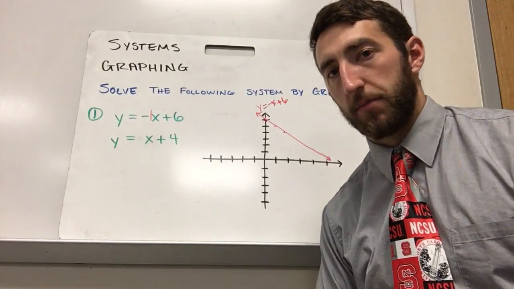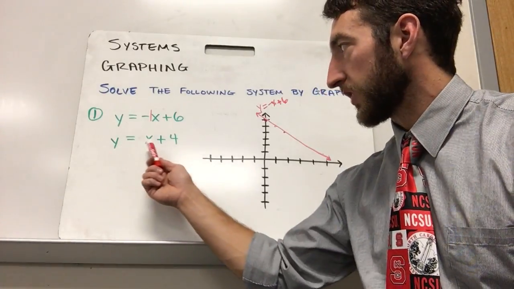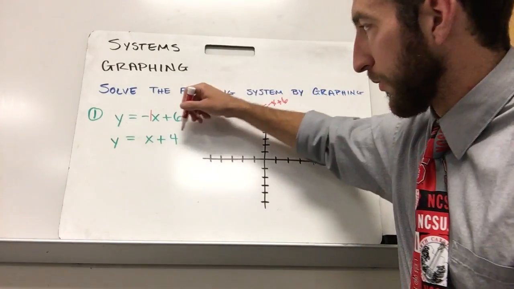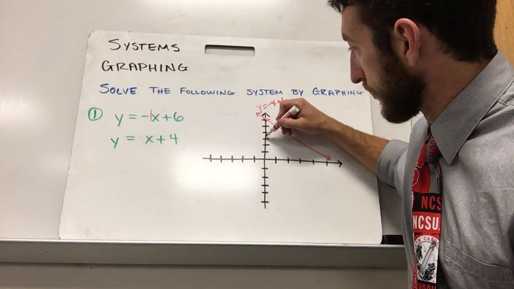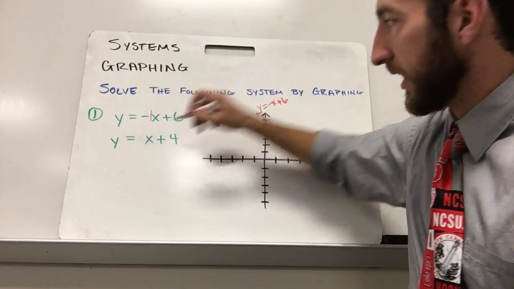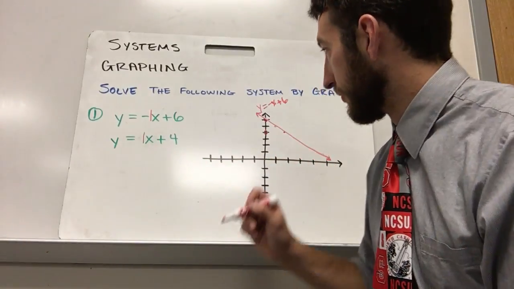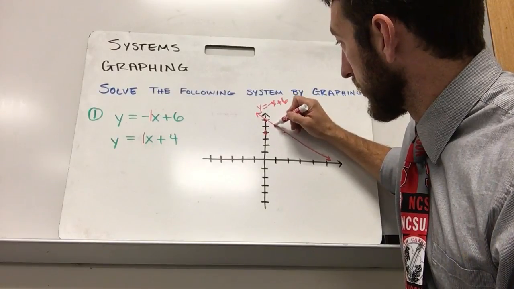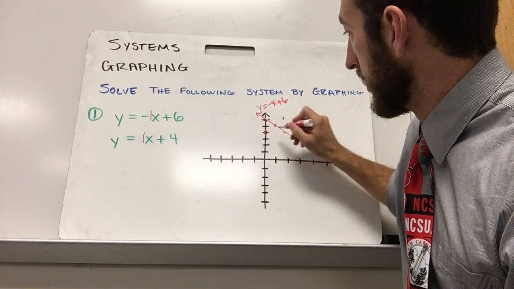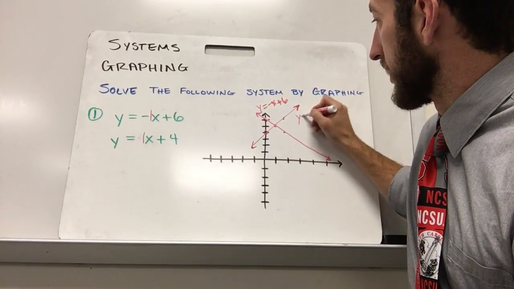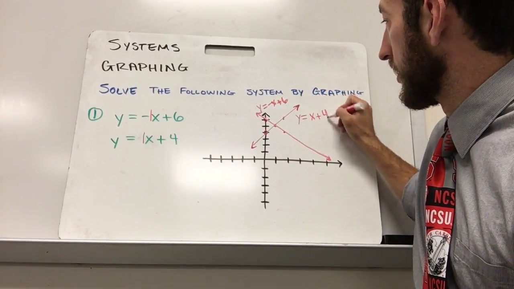Now I want to graph my other line, which is y equals x plus 4. I start at my y-intercept, which is 4: 1, 2, 3, 4. Plot that point. Now my slope is a positive 1, which means I'm going to go up 1, right 1, up 1, right 1, and I can keep following that pattern. So that's my line, y equals x plus 4.